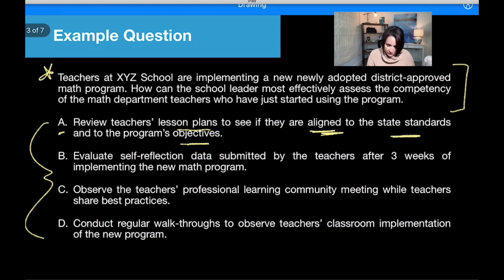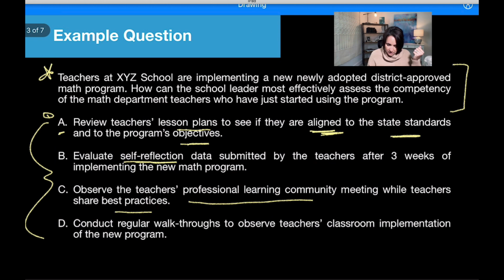B, evaluate self-reflection data submitted by the teachers after 3 weeks of implementing the new math program. Well, self-reflection is also kind of a good word. Now, it's not as good as A, so A is my top contender here, but B is still good, so I'm not going to eliminate it. C, observe the teacher's professional learning community meeting while teachers share best practices. Well, look, professional learning community is a good word, and so is best practices. So let's keep going. I can't really eliminate anything.